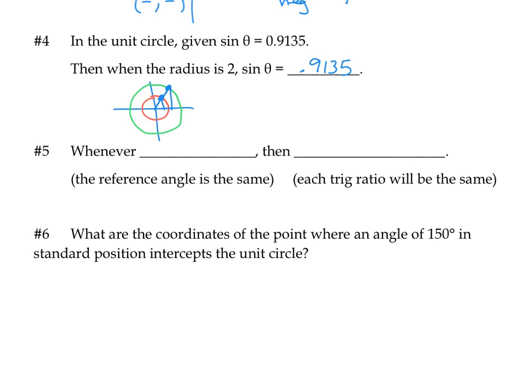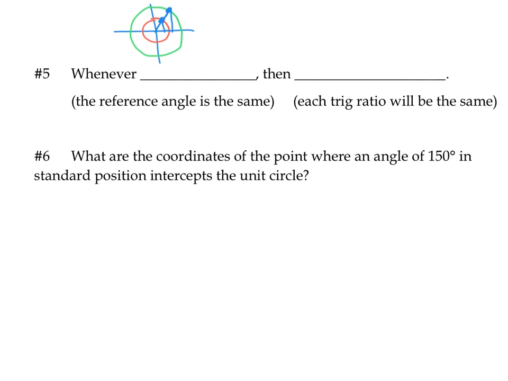All right, here we have: what are the coordinates of the point where an angle of 150 degrees in standard position intercepts the unit circle? So 150 degrees would be out here. The big key is that it would be a reference angle of 30 degrees. Okay, so in a reference angle of 30 degrees, this is going to be the 1/2, this is going to be square root of 3/2. And for the coordinates of that point, we have to make sure we know we would have a negative square root of 3/2 and a positive 1/2.